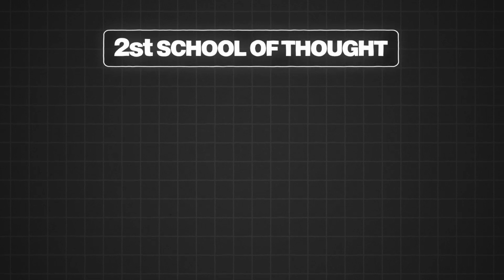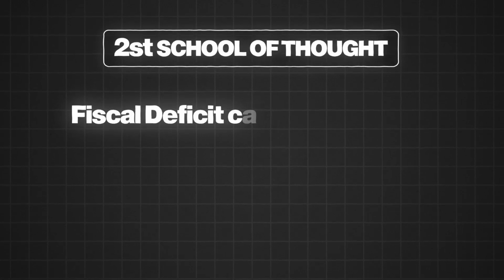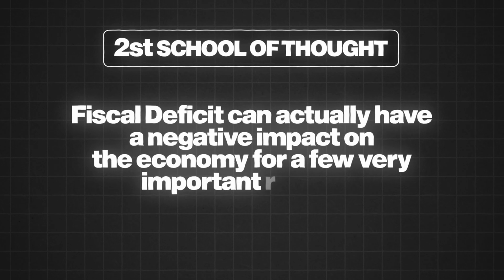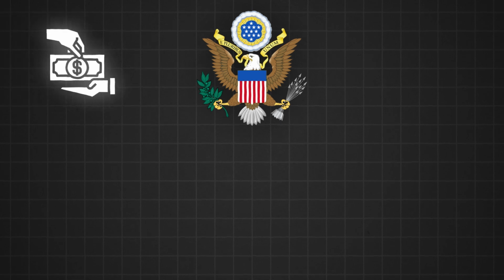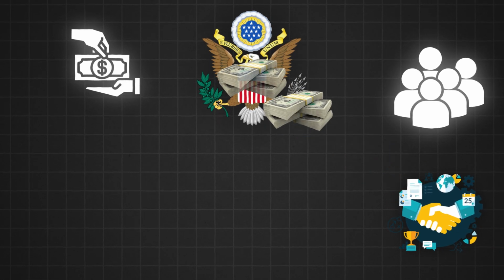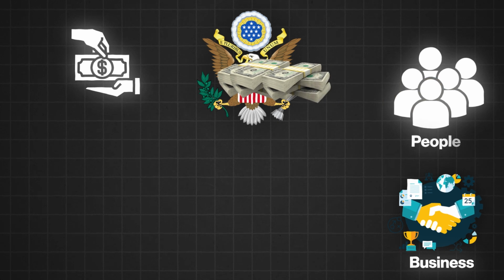Now, the second school of thought believes that fiscal deficit can actually have a negative impact on the economy for a few very important reasons. One big reason is something called crowding out. Think about this. When the government needs to borrow money to cover its overspending, it takes away money that could have been used by businesses and regular people.